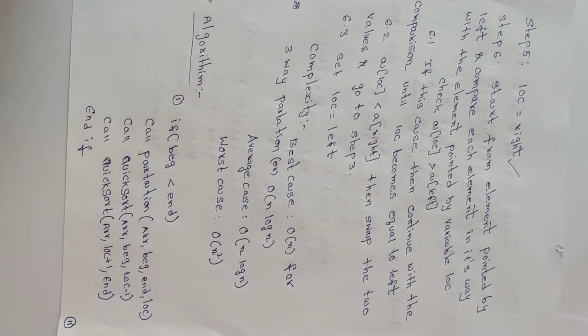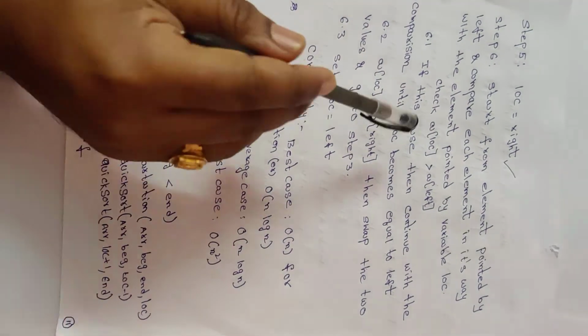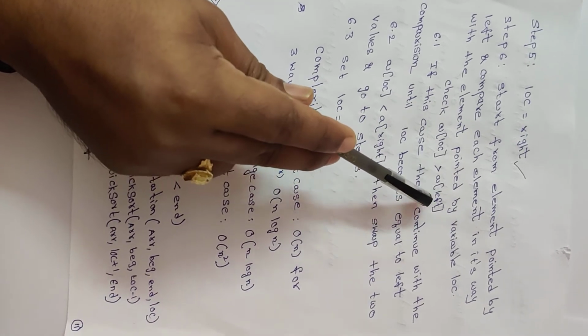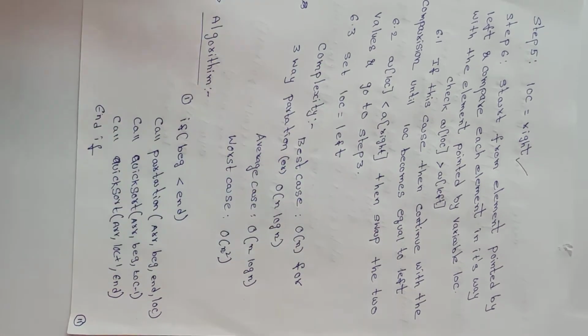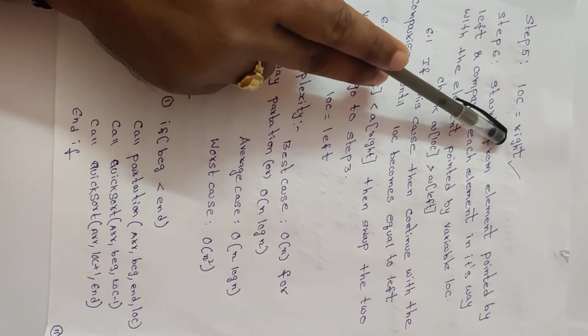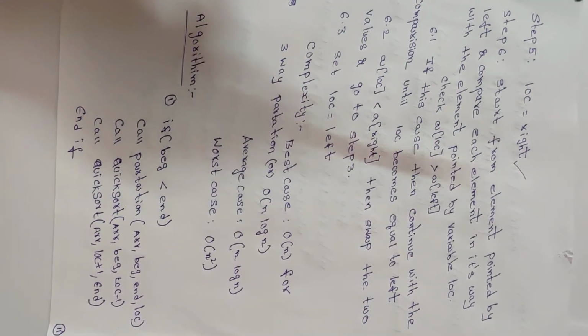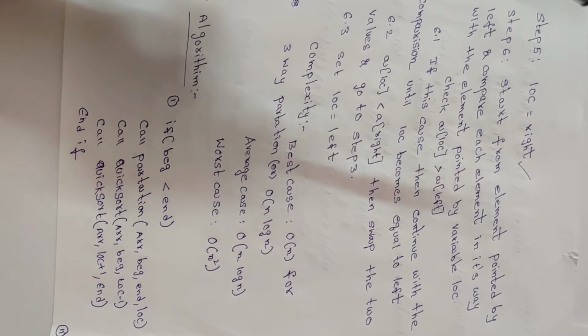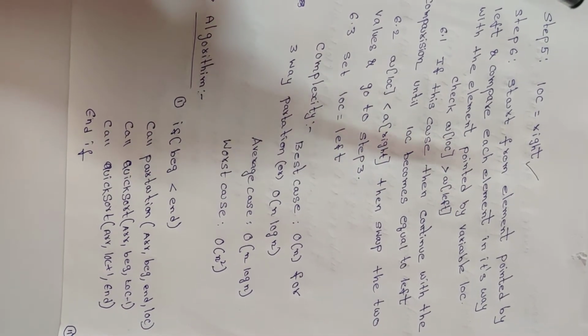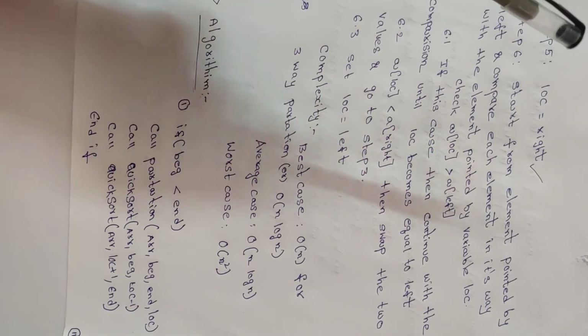Now location moves to the right. So what we need to check is A of location greater than A of left. The A of location value should be greater than A of left value because the location moves to the right index. So the right side should be the greater value. A0 is the left of the array, A5 is the right of the array. So right side should be the greater value.